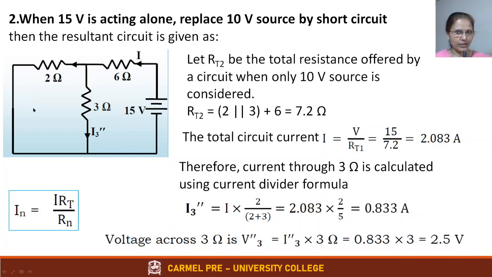I3 dash we found earlier. Now voltage V3 double dash can be found as current I3 double dash multiplied by 3, which is 0.833 multiplied by 3, gives you 2.5 volts. Okay, so we have I3 dash, I3 double dash, V3 dash, V3 double dash. All we have to do is add them.